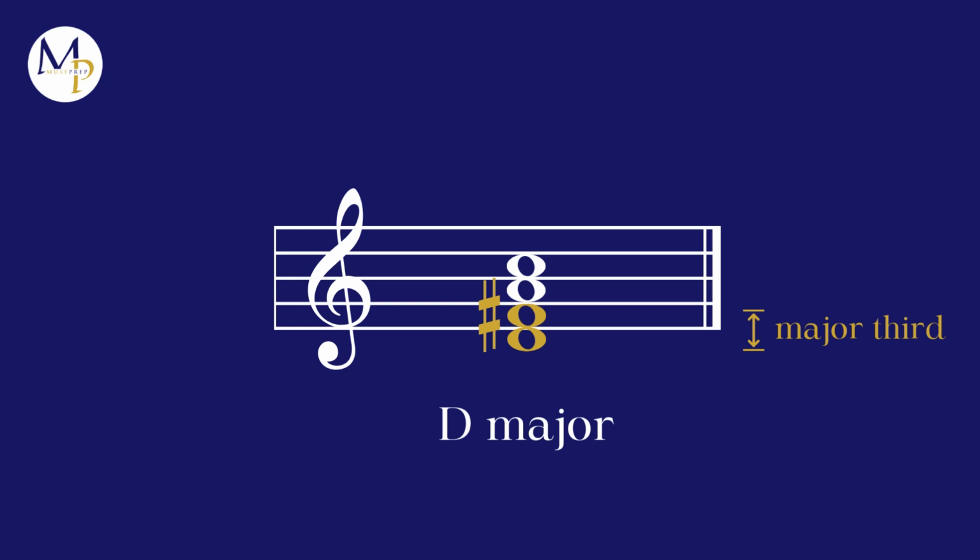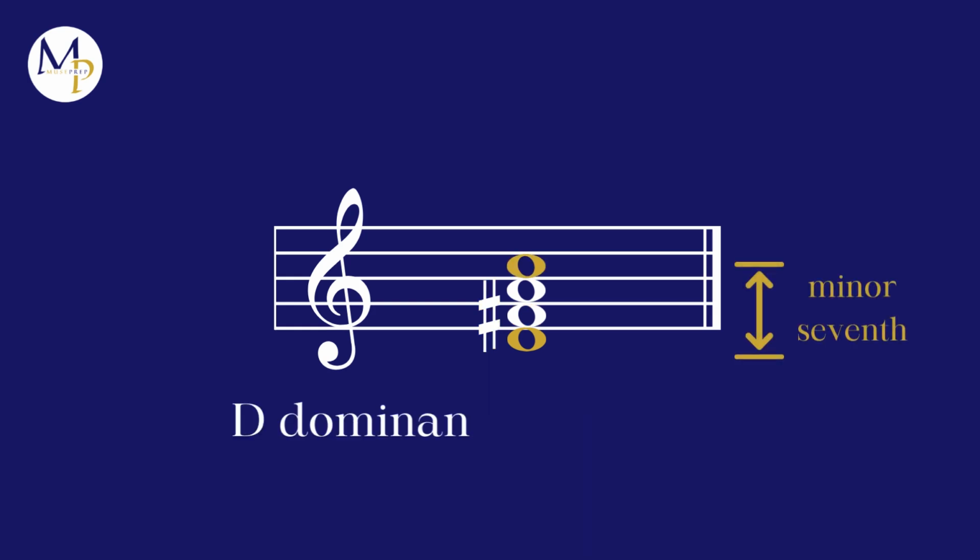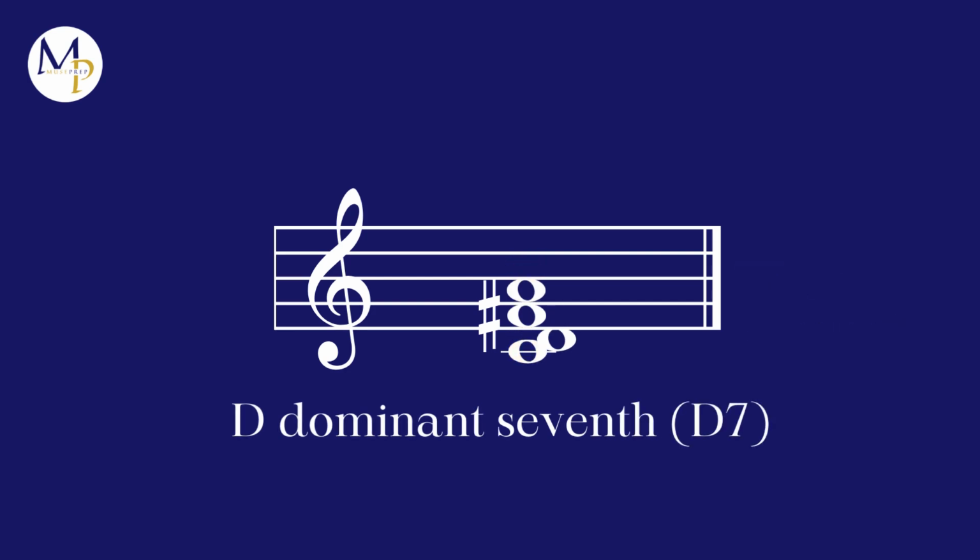Example 2. C, D, F sharp, A. Move the note C up 1 octave. The result is D, F sharp, A, C. The third above D is major, so the basic chord is D major. The interval from D to C is a minor seventh, so the chord is a D dominant seventh, or D7. Therefore, the original C, D, F sharp, A is the third inversion.